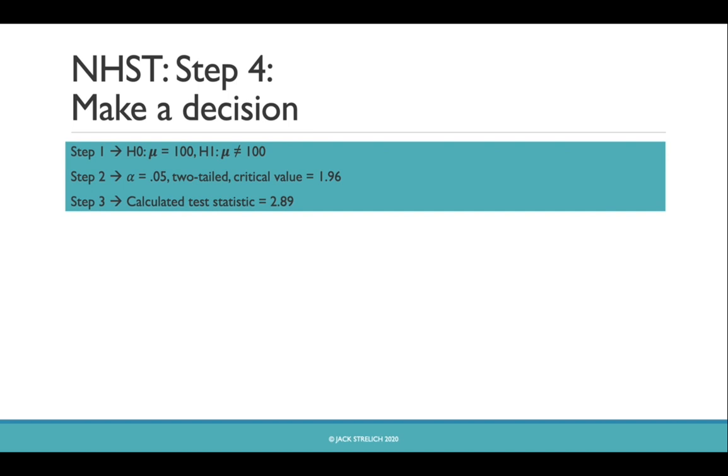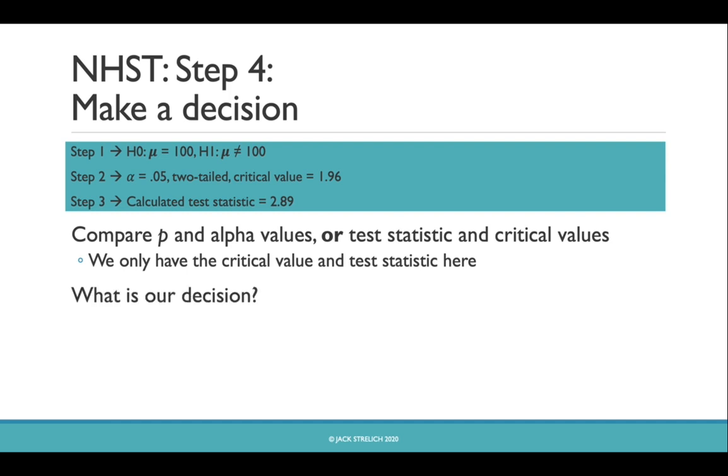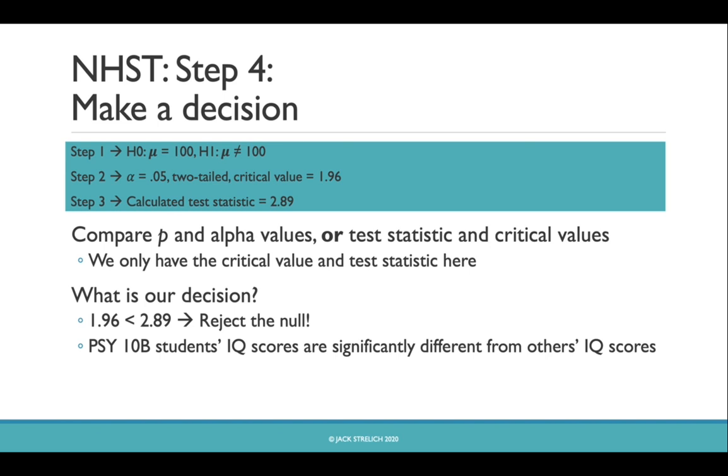Now, for step 4 of null hypothesis significance testing, we make a decision. We can make this decision either by comparing p and alpha values, or by comparing the test statistic to the critical value. In this case, we've figured out our critical value and our test statistic, so let's go ahead and use those. So what's our decision? Well, our test statistic, 2.89, is greater than the critical value that we identified of 1.96, so we reject the null, and conclude that Psych 10b students' IQ scores are significantly different, in this case significantly higher, than IQ scores in the general population. Which makes sense, you guys are a clever bunch.